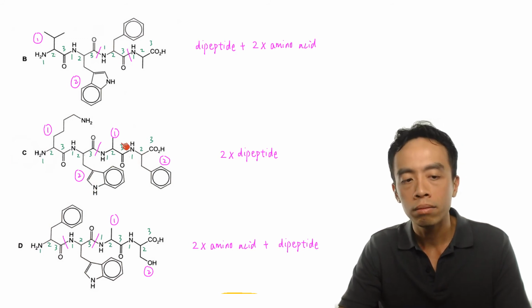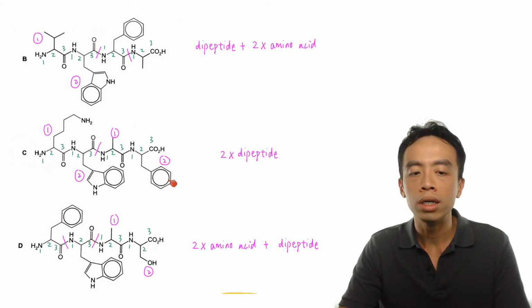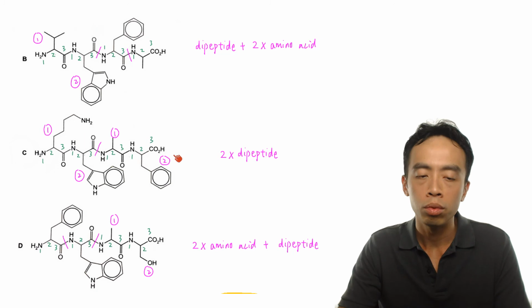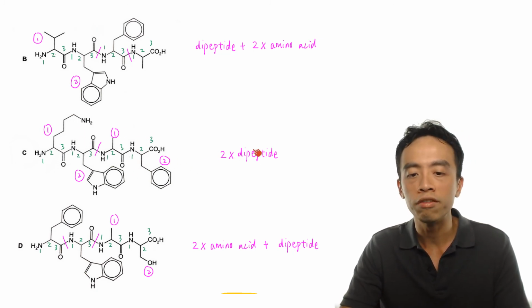Then the second guy, this is a R group, no benzene. So the enzyme will leave this alone. Then this will be a benzene, yes, but on the right-hand side, there's no more peptide bond. This is already an acid group. So the outcome is we will have another dipeptide. So option C will give me a total of two dipeptides.